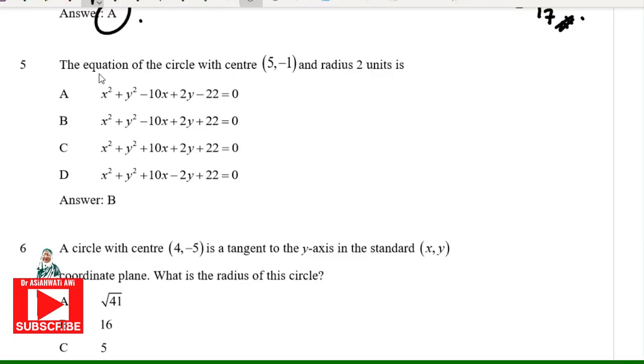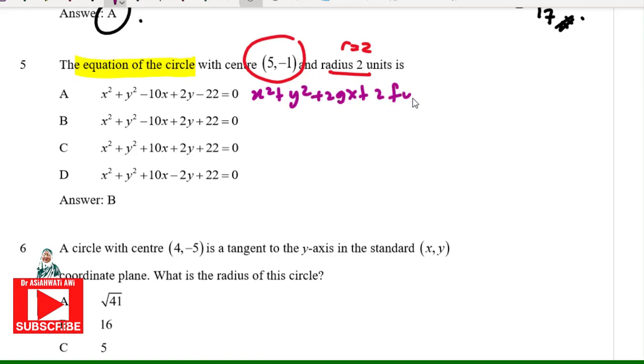Number 5. Find the equation of the circle. The center is 5, negative 1. Radius r is equal to 2. So you have two methods. Besides using the standard form to find the equation of the circle, you can use the general form. The general form formula is x squared plus y squared plus 2gx plus 2fy plus c is equal to 0.